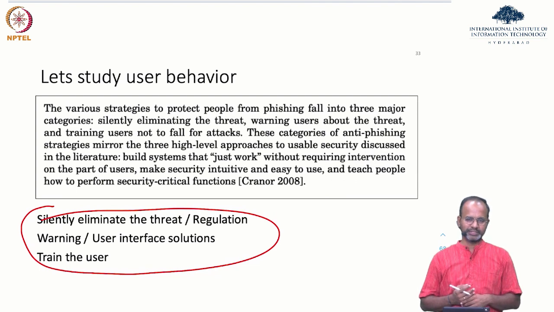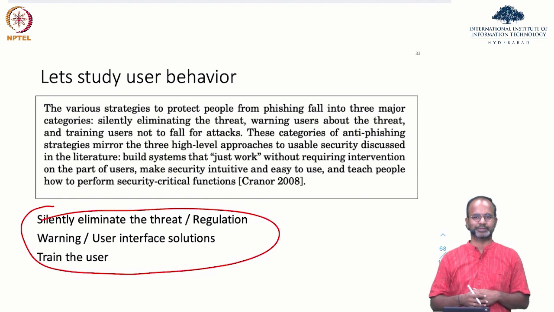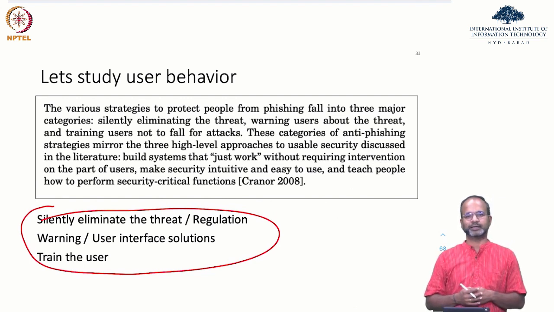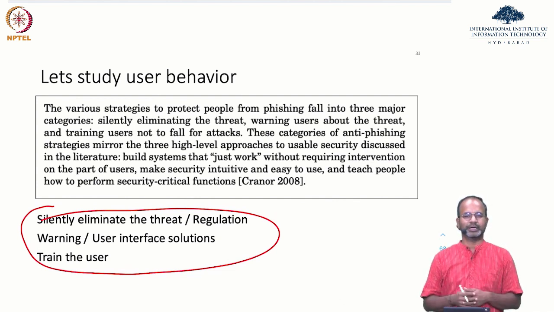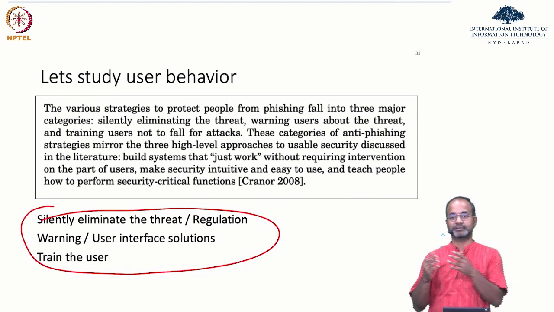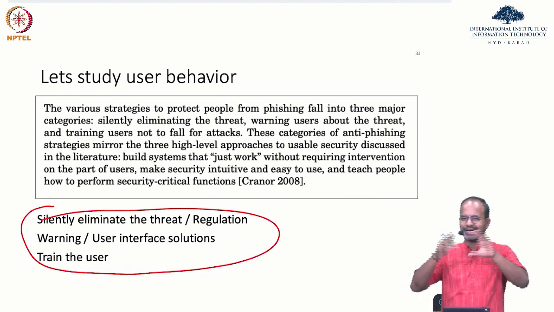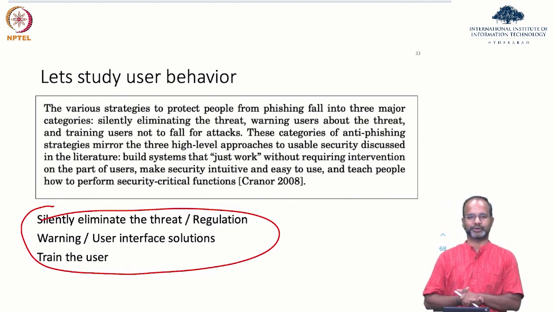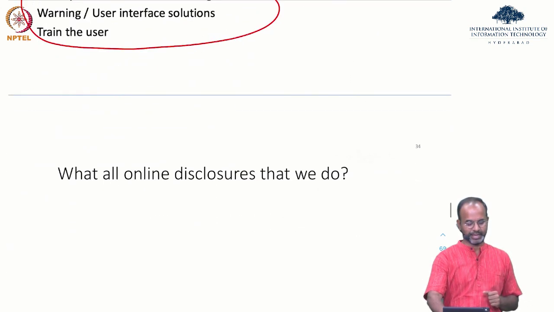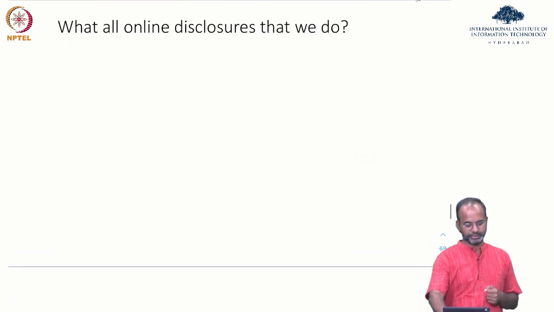The last one is train the users. In the last week we talked about Facebook's content on their website about privacy, educating users about how to share information, how to be more safe online, all of that. That's the train the user part. So these are three kinds of ways by which you can address a problem. Primarily in this category, we'll look at building warning systems or user interface solutions.